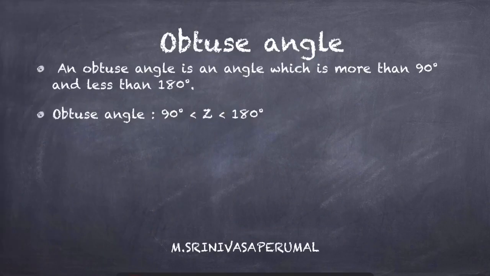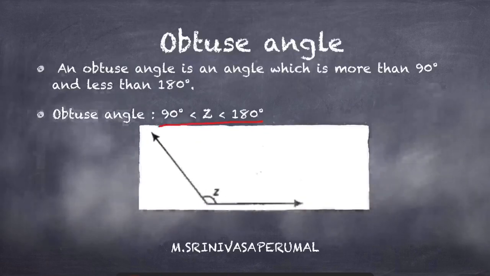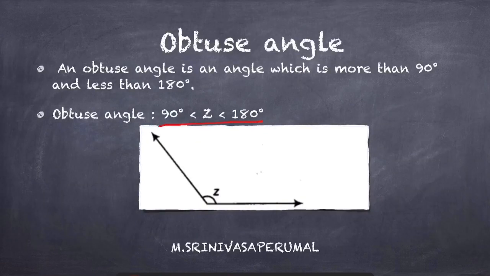Next, obtuse angle. An obtuse angle is an angle which is more than 90 and less than 180. So the angle range is 90 degrees to 180 degrees. For example, 100, 120, 150. What about 189, is it possible? No, because it is greater than 180. So this is a simple notation for an obtuse angle. The angle in between 90 and 180 is called an obtuse angle.